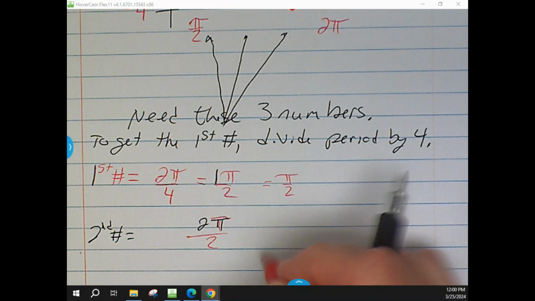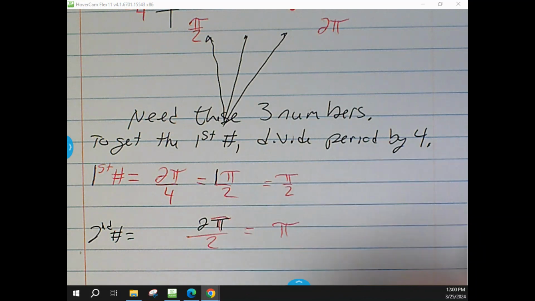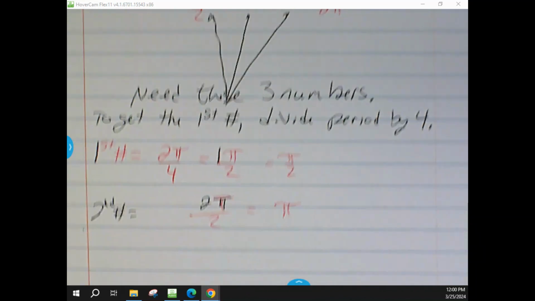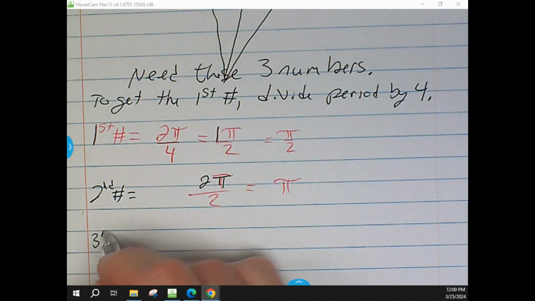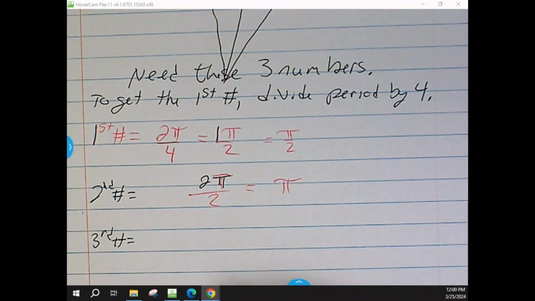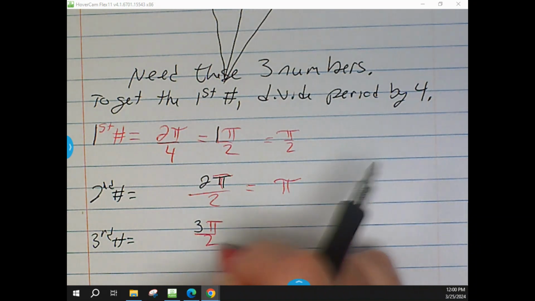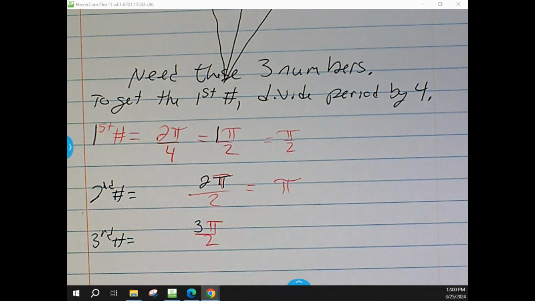The 2's will cancel and that means it will just be pi. To get the third number, anybody want to take a wild guess? 3 pi over 2. In that case, 3 pi over 2 doesn't simplify, so we'll just leave it as 3 pi over 2.